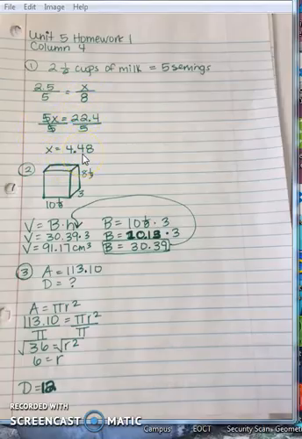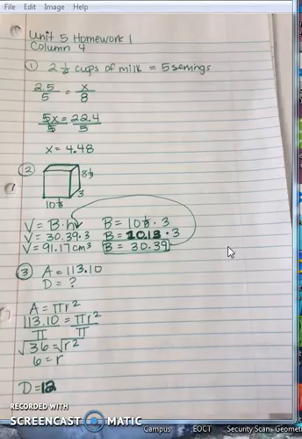X equals 4.48. Okay, for number 2, the volume of the cube, we have to do volume equals big B times H. So here I found the area of my base, which is 30.39. I multiplied 10.13 times 3, 30.39, and I substituted that in for my B here. Okay, my height is actually 8.33. So when I multiply 30.39 times 8.33, your answer for number 2 should be 253.15.